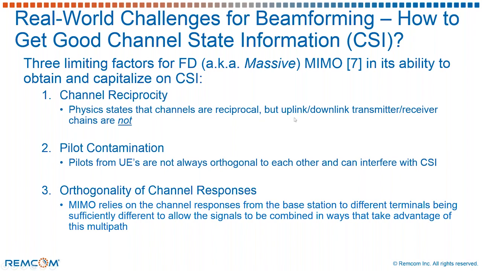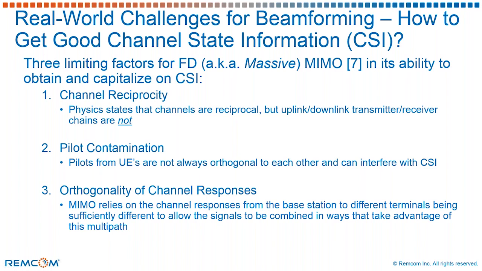So starting with channel reciprocity, as we stated before, according to physics, propagation channels are reciprocal, but the transmitting and receiving chains on the uplink and downlink are not the same, and this hampers the reciprocity assumption. It introduces random amplitude and phase variations that can degrade the CSI, and when the CSI is degraded, this can degrade the beamforming accuracy and significantly reduce the signal to interference plus noise ratio and the throughput.